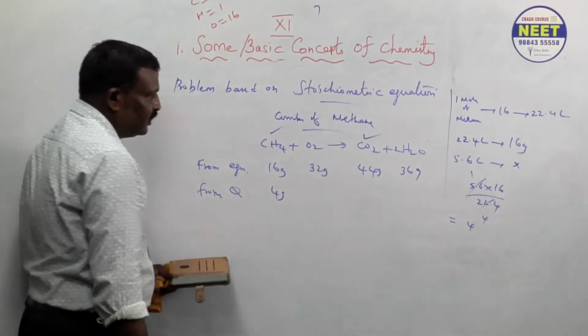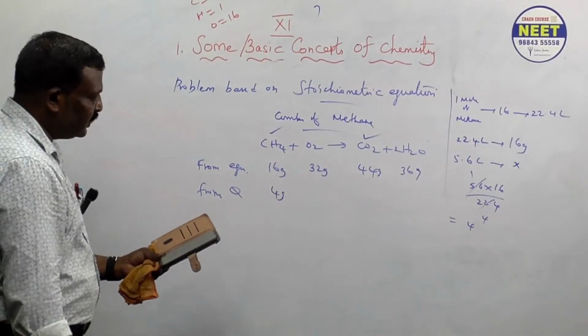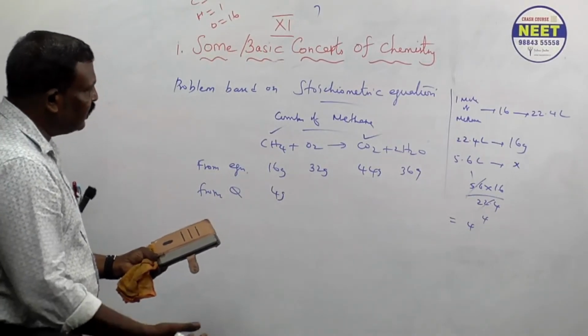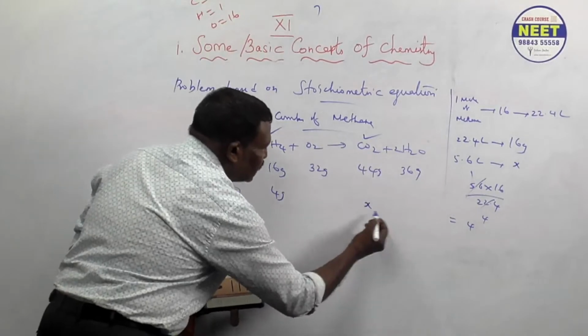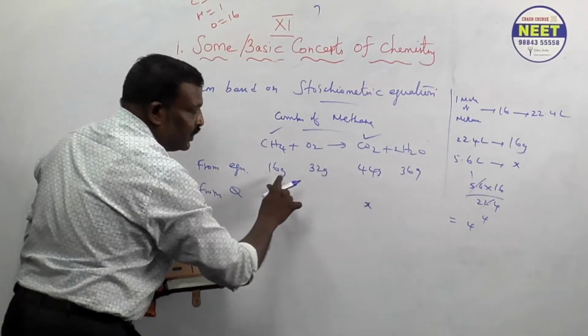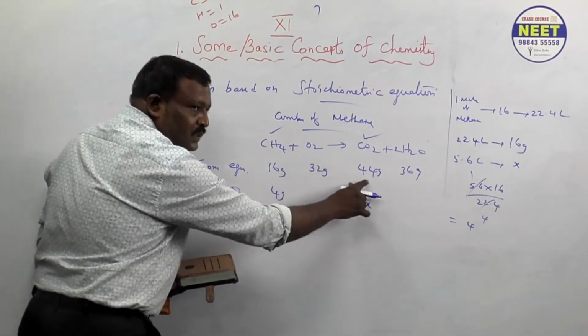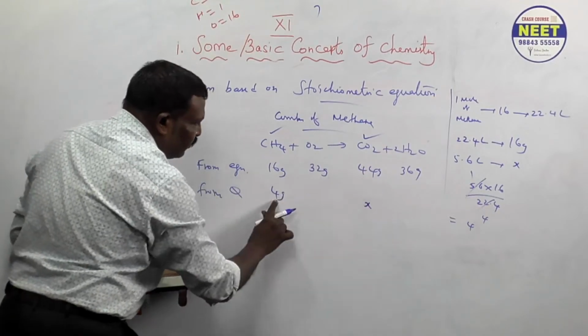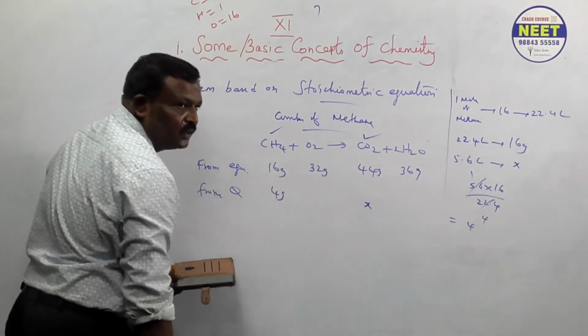These two what? What's the question? Calculate the number of moles of CO2. See, X value. Compare these two. 16 grams can produce 44 grams of CO2. Therefore, 4 grams can produce how much? That's the question. Are you following?